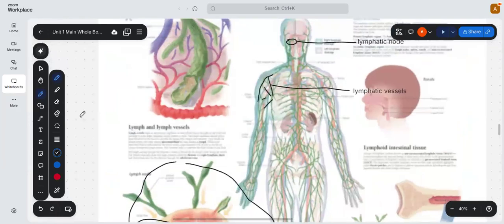This is like the last part for now that you guys need to know about the lymphatic system. Your thymus is going to be kind of like where your neck is, so like over here. It's going to be this structure right here. So that is your thymus.